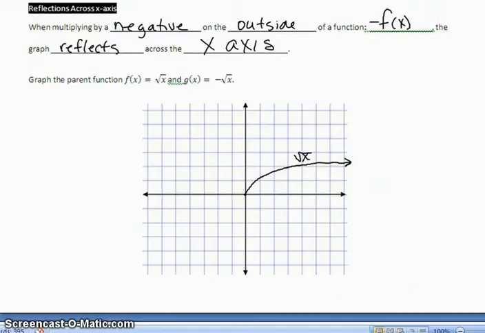Now, looking at the next function, g of x, I have negative 1 on the outside multiplied by the square root of x. What that does is it reflects or flips that graph across the x-axis. So instead of going up, I'm going to come and have the mirror image down below. This is minus the square root of x. So outside, multiplied by a negative flips it over that x-axis.